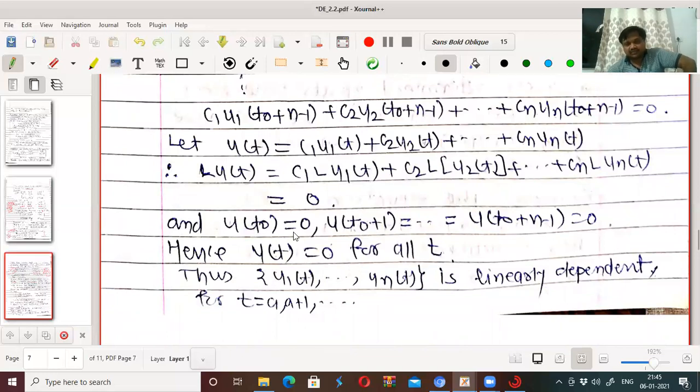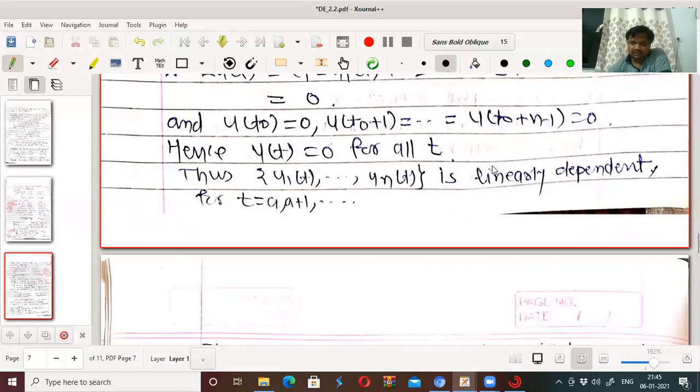And thus, if u(t) equal to 0 for all values of t, then u1(t) up to un(t) are linearly dependent. Why? Because what is u(t)? u(t) is c1 u1 plus c2 u2 up to cn un equal to 0, where c1, c2 up to cn are not all equal to 0. And this is the definition of linearly dependent. So what we proved is that this set is linearly dependent.